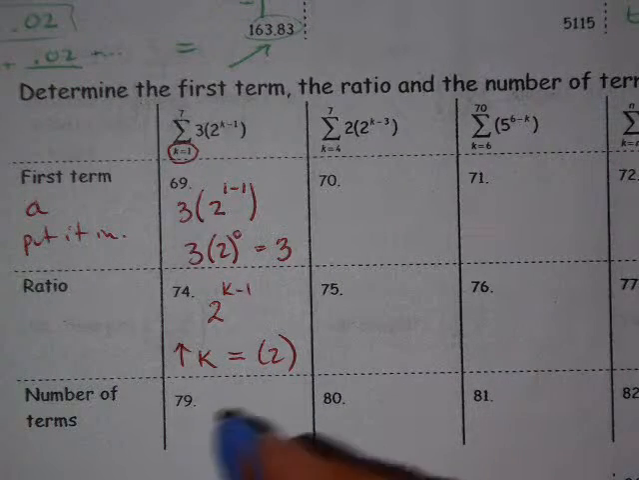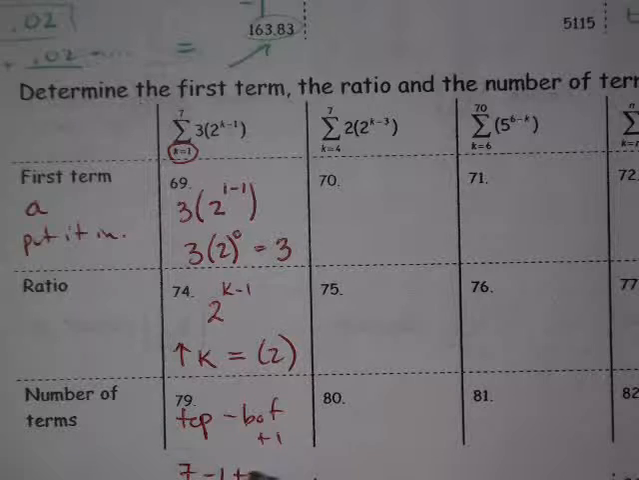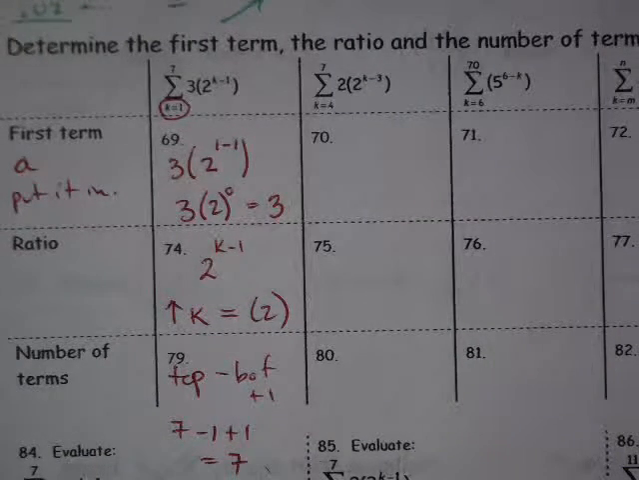And how about your number of terms? It's your top minus bottom plus 1. So it's going to be 7 take away 1 plus 1. Let's call that 7. Please do that for the rest of this table.